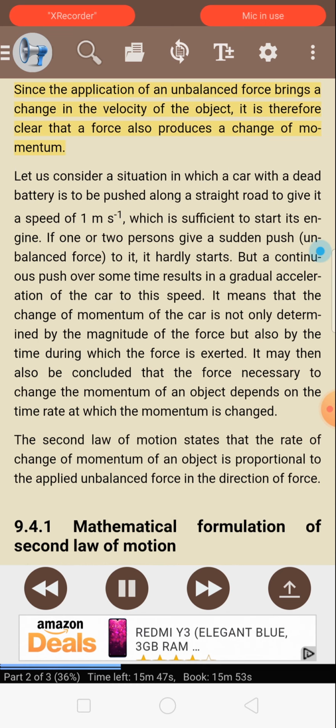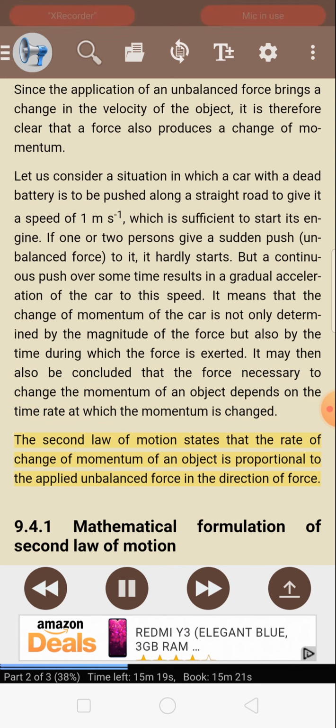Since the application of an unbalanced force brings a change in the velocity of the object, it is therefore clear that a force also produces a change of momentum. Let us consider a situation in which a car with a dead battery is to be pushed along a straight road to give it a speed of 1 meter per second, which is sufficient to start its engine. If one or two persons give a sudden push (unbalanced force) to it, it hardly starts. But a continuous push over some time results in a gradual acceleration of the car to this speed. It means that the change of momentum of the car is not only determined by the magnitude of the force but also by the time during which the force is exerted. It may then also be concluded that the force necessary to change the momentum of an object depends on the time rate at which the momentum is changed.